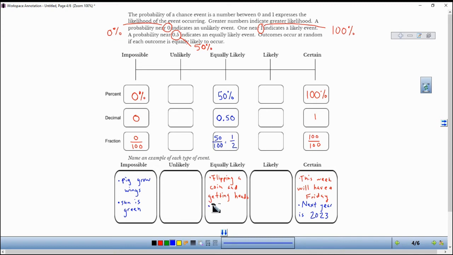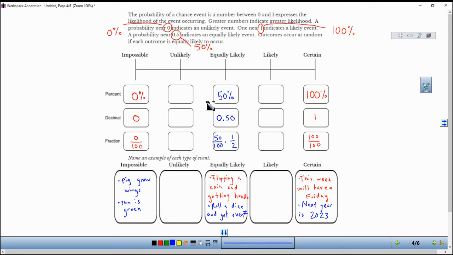Another one is if you roll a dice and get an even number. Half the numbers on a dice are even, half are odd. So getting an even number is equally likely to happen.